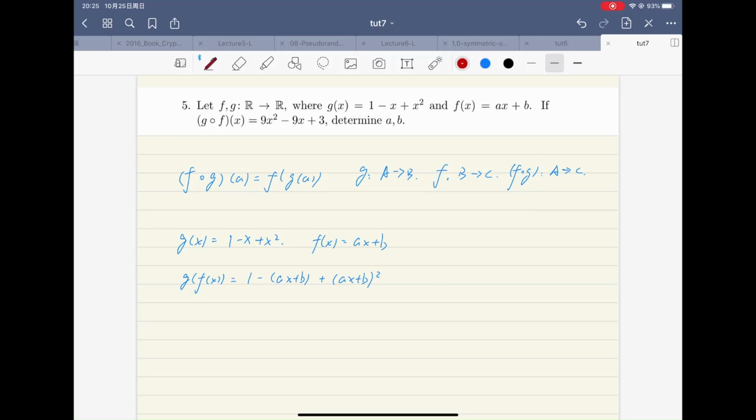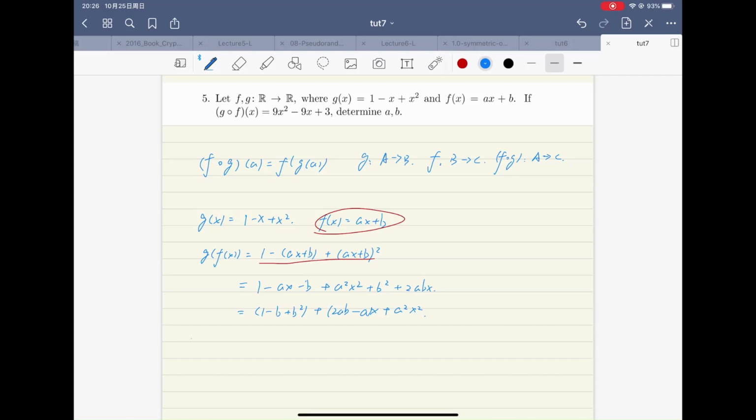Right. So how do we get this? We treat f(x) as a whole part and plug it into g(x). So we have this equation here. Then we expand the equation. We have 1 minus ax minus b plus a squared x squared plus b squared plus 2abx. We always put the variable at the end. So we have 1 minus b plus b squared plus 2ab minus ax plus a squared x squared.